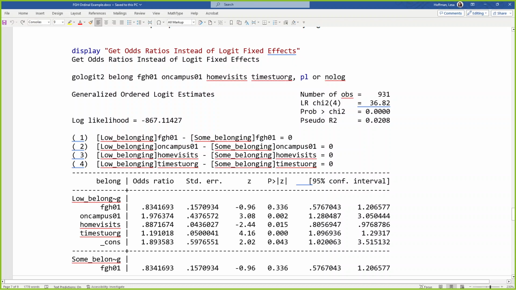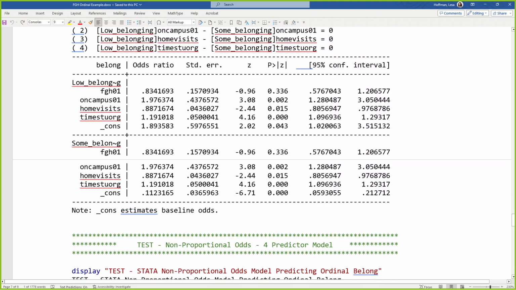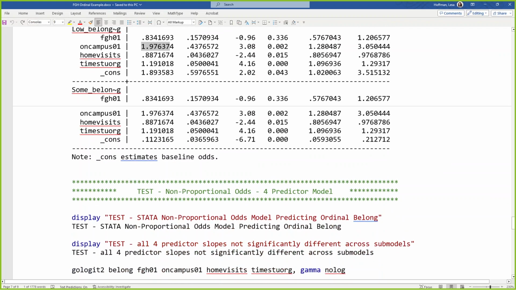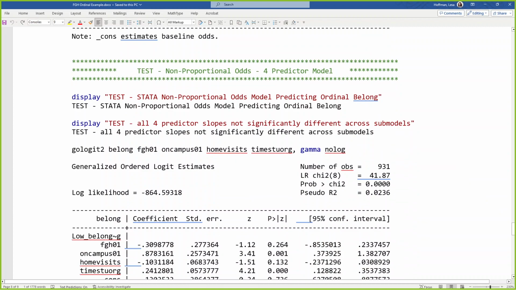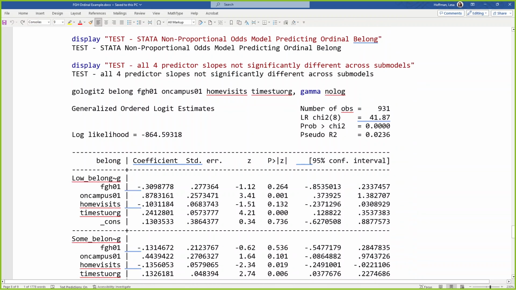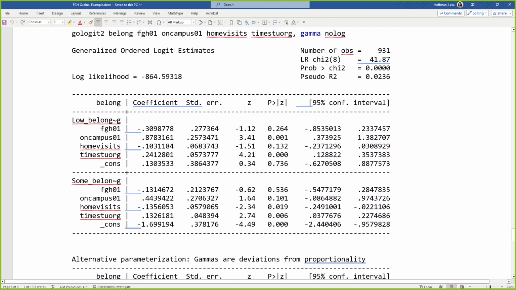I also estimated odds ratios instead of logits, and the difference between that line of code and this line of code is just OR in terms of estimating the models. Again, they're still proportional odds, so your coefficients are going to be the same here, and here, and here, and so on. I did test a non-proportional odds model, and so that's essentially, are the slopes the same across submodels? And I think that time in student orgs was the only one that was significantly different.